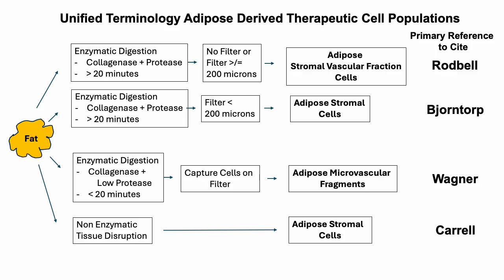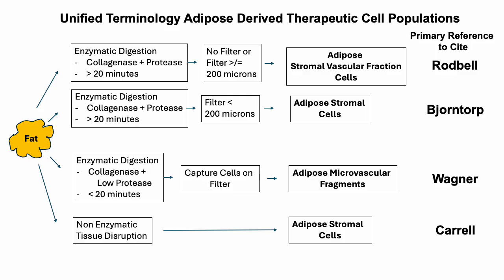Wagner taught us how to utilize a filter to capture the microvascular fragments. It is what I'd call a less rigorous enzymatic dissociation over a shorter period of time. He captured the fragments and he called these the adipose microvascular fragments. Roger called these the capillary endothelial cells. That's the Wagner method. Wagner also referenced Rodbell for the digestion process, but it's the Wagner filtration process to capture these cells. And then finally, non-enzymatic tissue disruption.